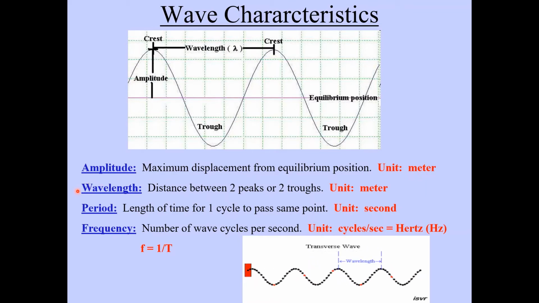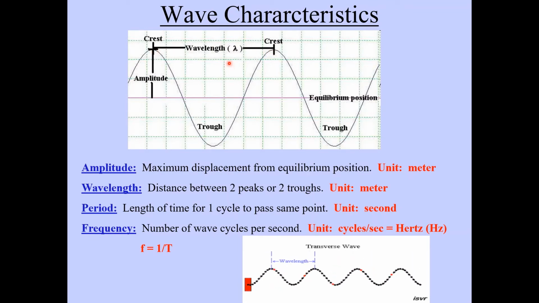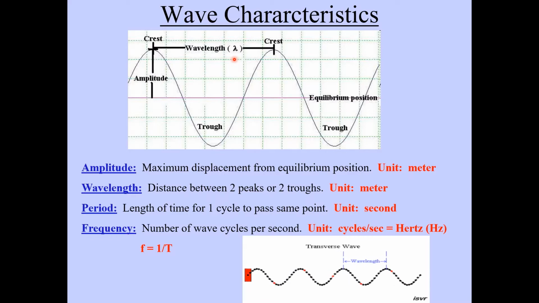We already saw a little example of the wavelength. The wavelength is the distance between two peaks or two troughs. So in this example here, we would measure from one crest here to the adjacent crest here, and this distance is called the wavelength. And the wavelength is usually designated with the symbol lambda. This is the Greek lowercase lambda symbol. And wavelength is a distance, so it is measured in meters.